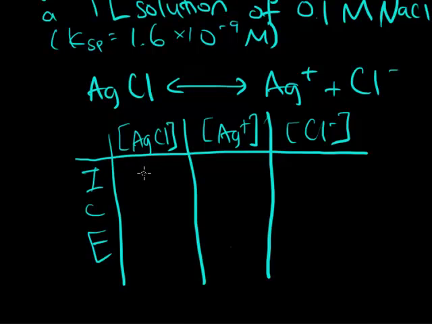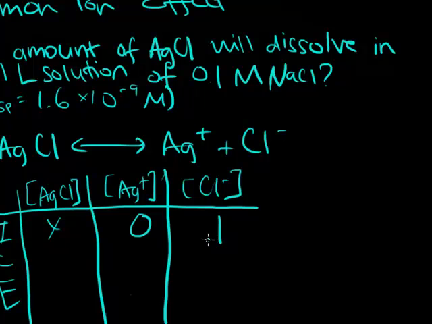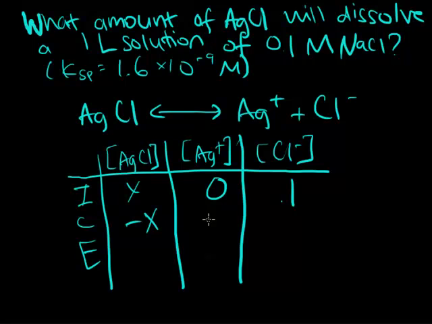In this case, you put X for AgCl because it's an unknown concentration, 0 because there's been no products yet, and 0.1 because there's already 0.1 molarity Cl minus from the NaCl. And then you write the change, which is minus X, and plus X. And then write the equilibrium, which is 0, X, and 0.1 plus X.